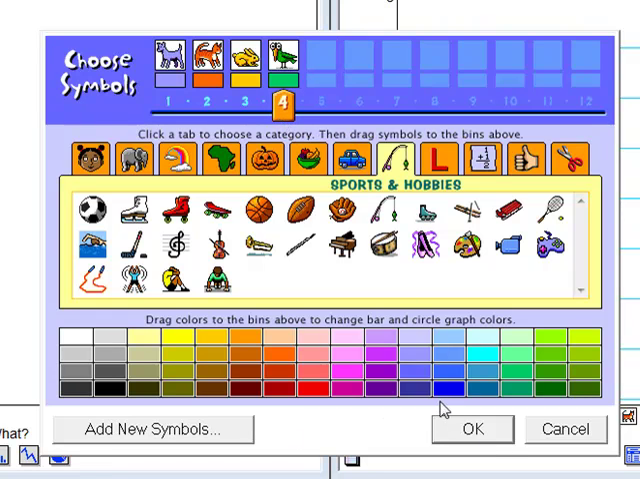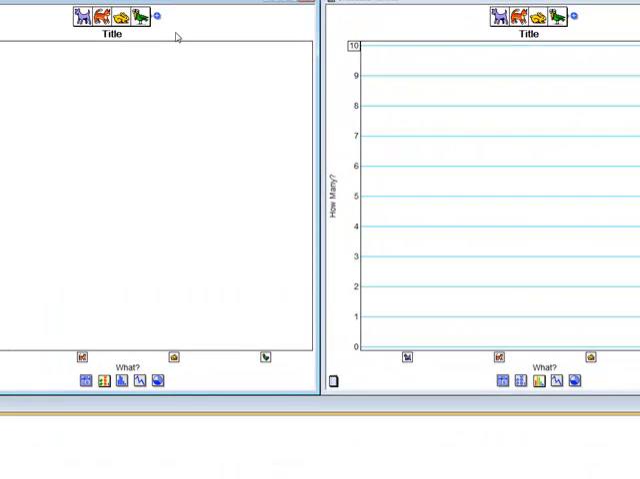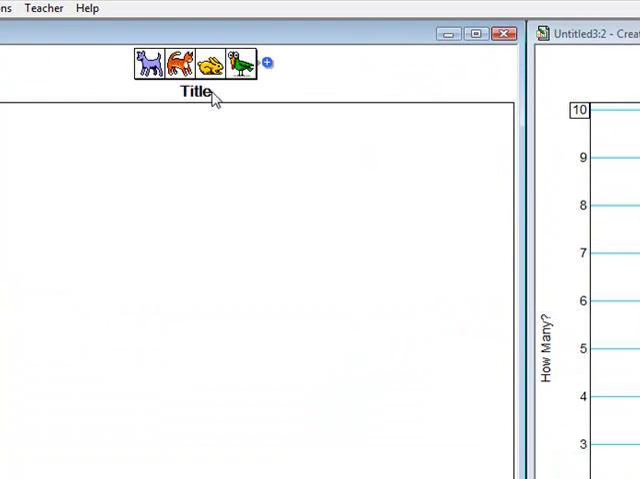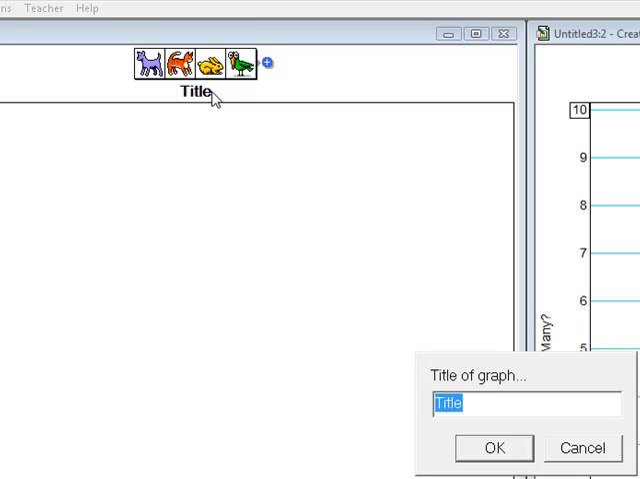For example, in this video, the graph is going to be a survey of what pets children in the class have. The choices are dog, cat, rabbit, and bird, because they were the most popular in the class. Before you begin, you must title your graph and label the X and Y axes.